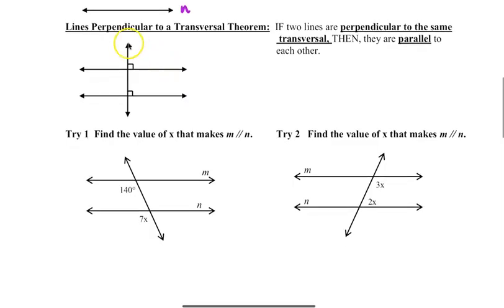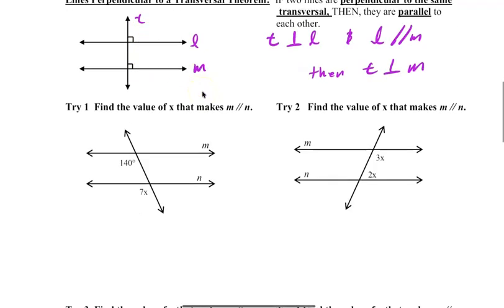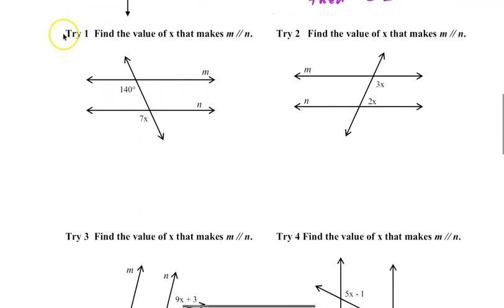And it kind of works the same if they're perpendicular. If I say that T is perpendicular to L, and we know that L and M are parallel, then it makes sense that T is also perpendicular to M, right? Because these form a certain angle, and since these are parallel, you get the exact same angle. It's like corresponding, basically. Okay, let's do a few examples.